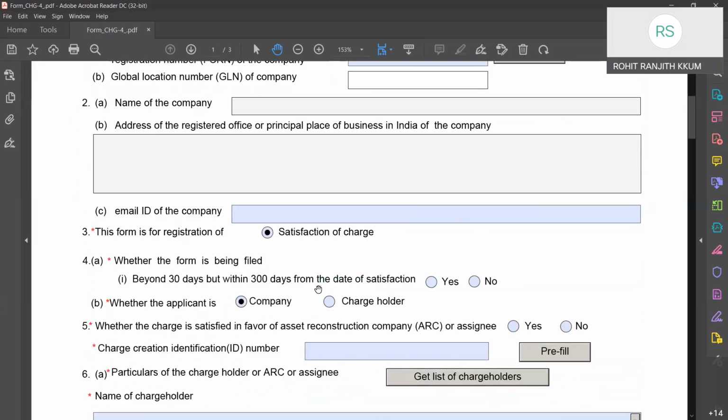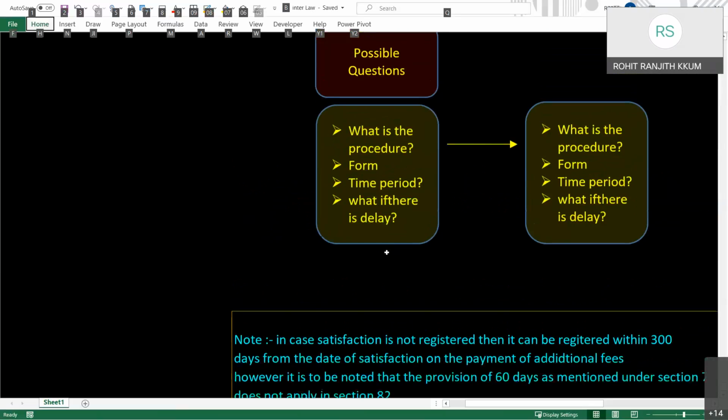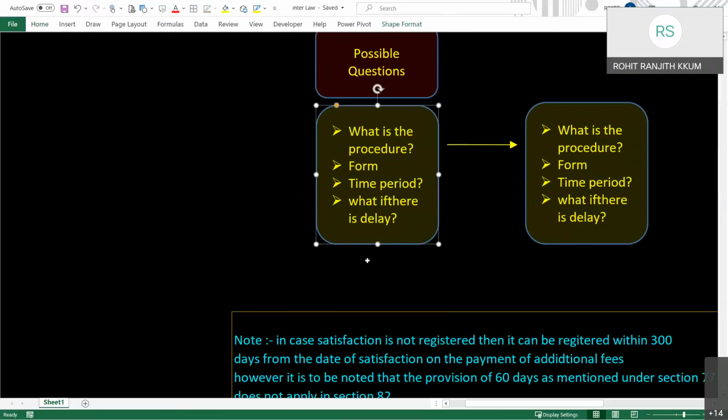What if ROC waited for, let's say, 25 years, but nobody replied? Now, not the company, not the charge holder, and ROC has strong evidence that the charge is satisfied. So, is it possible for the ROC, even without any intimation from either of the parties, to go for satisfaction of charge? Can ROC go for satisfaction of charge?